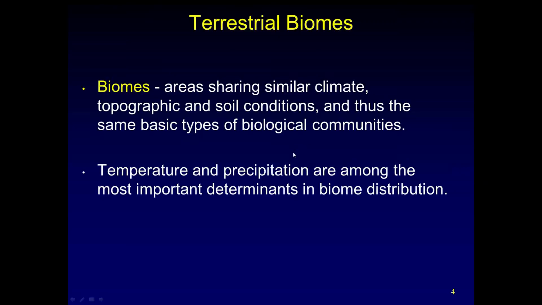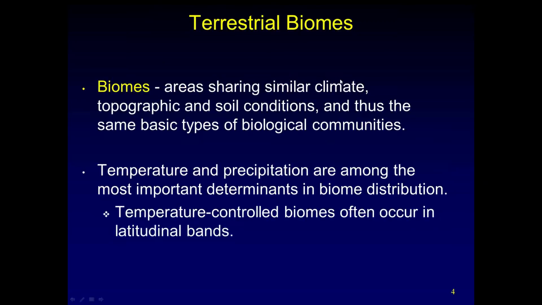Other biomes we'll see have very little change in temperature and very little precipitation. Let's now move on to the last point here. Temperature-controlled biomes often occur in latitudinal bands. This is just saying that as you look at the globe, you'll find that biomes that are affected by temperature, which would include just about every biome, almost every one of them is strongly influenced by temperature, are often occurring in latitudinal bands.